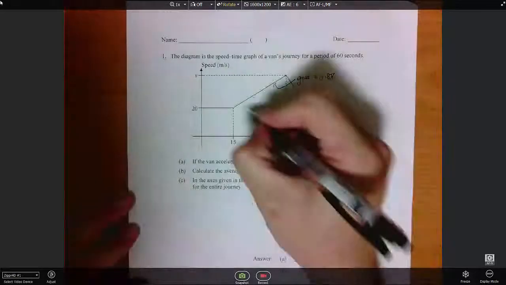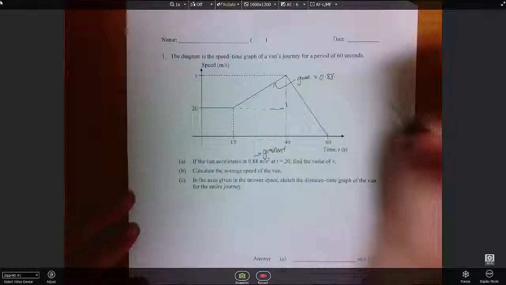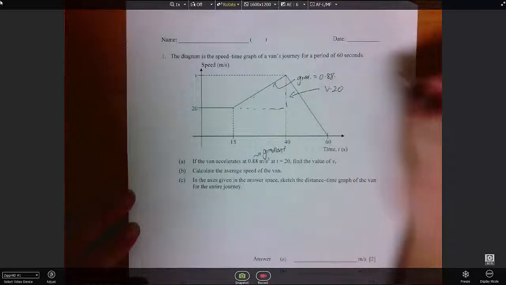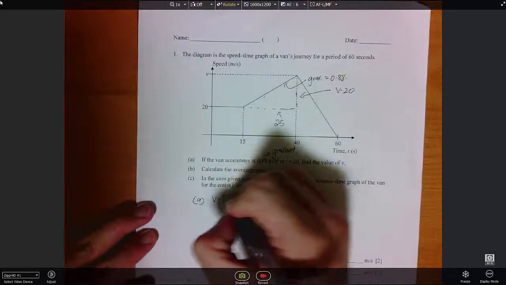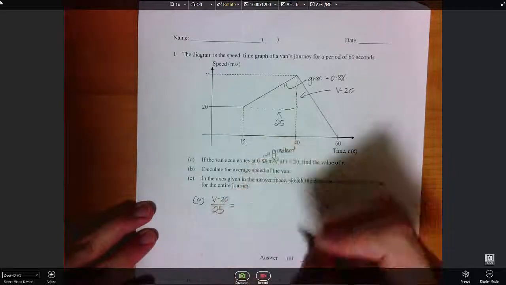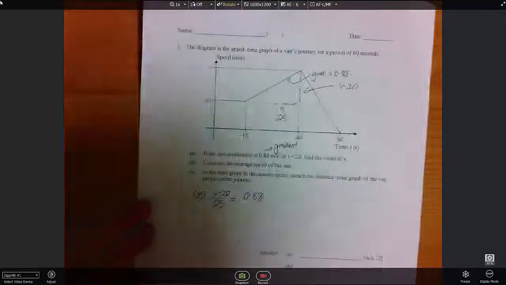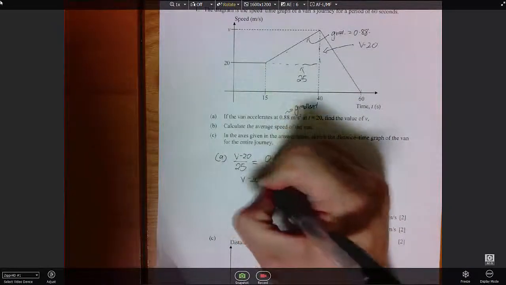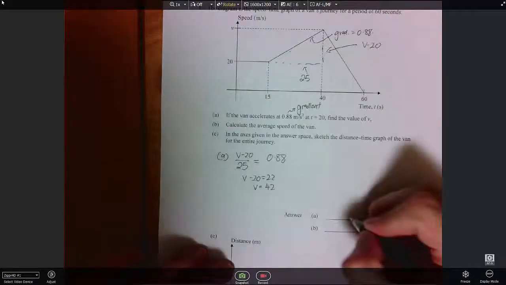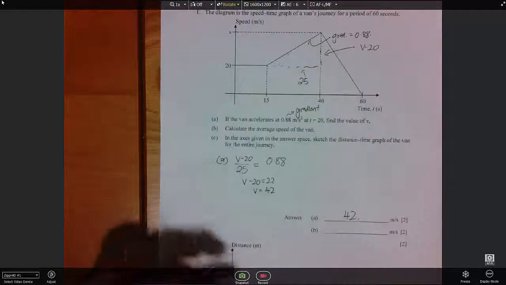How do I obtain the gradient here? We just go for rise over run. The rise here will be v minus 20. My run here, 40 minus 15, is 25. So for part A, I can write (v minus 20) over 25 gives me the gradient of 0.88. Okay so far? Then the rest of it is basic solving. 0.88 times 25 will give me 22. So v minus 20 is equal to 22. v is equal to 42. Simple enough. 42 meters per second.